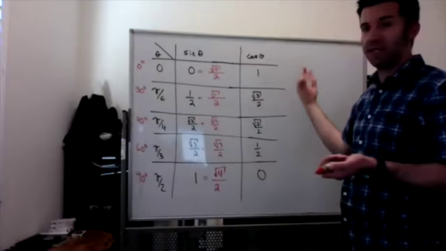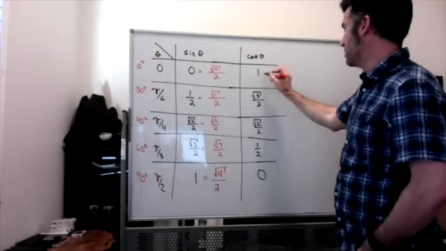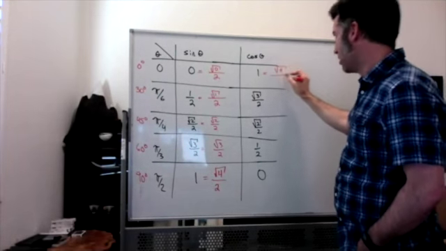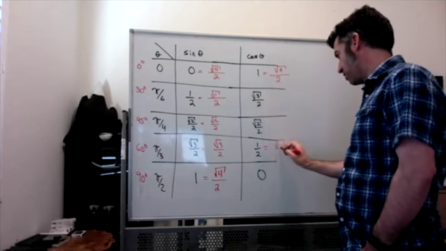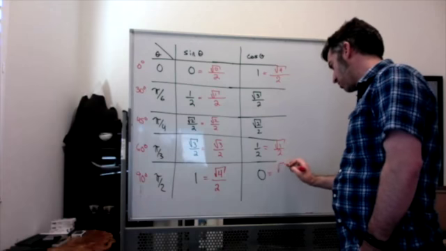And cosine is the reverse, right? This is the square root of 4 divided by 2. These don't change. This is the square root of 1 divided by 2. Square root of 2.